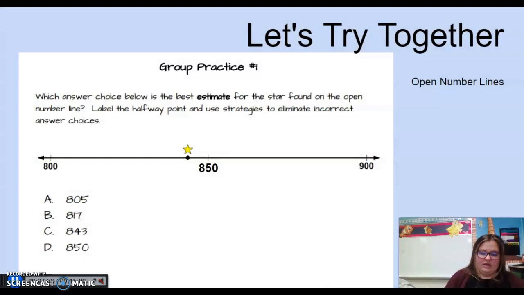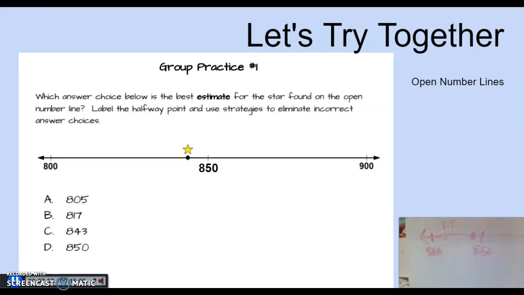Okay, the next answer choice is 817. So if I was to plot that number on my number line, I would say that 817 is right about there. Is that where our star is?